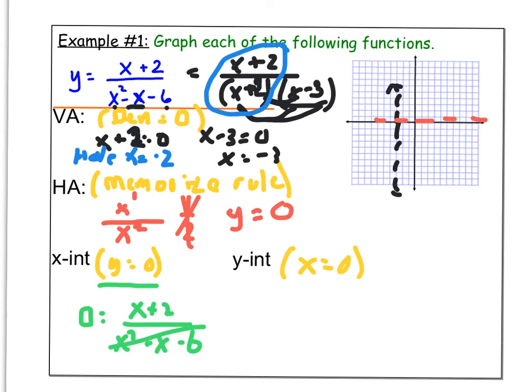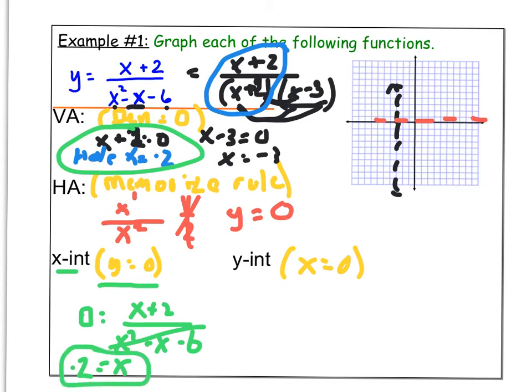So I get x plus 2 equals 0, so x equals negative 2 would normally be my x-intercept, but that's why I want you to keep track of this hole. So it doesn't really exist there, so that's a hole. So actually, there are none for x-intercepts.